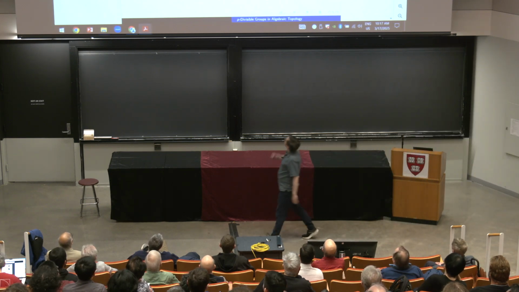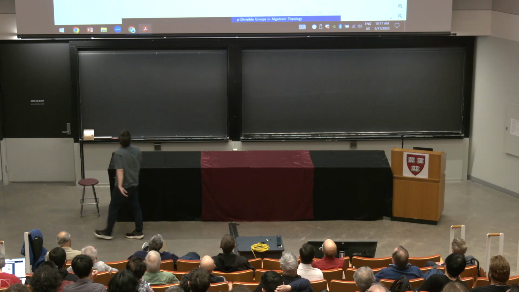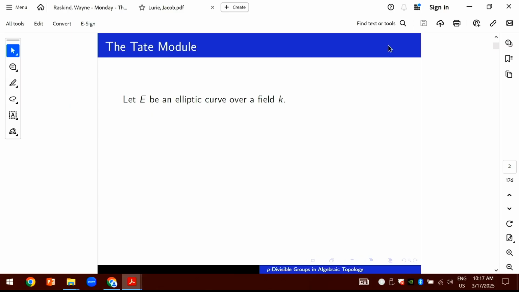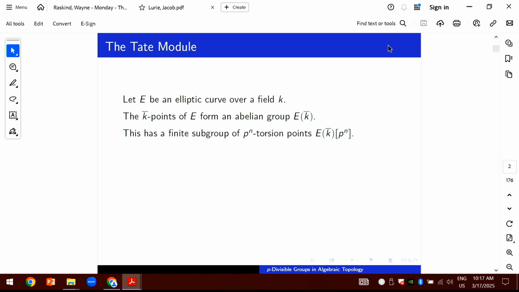All right, so let me start from the beginning. Let's say you have an elliptic curve over a field K. And then you can look at the points of your elliptic curve over an algebraic closure of K. And those form an abelian group. And you can study the p torsion, or the p power torsion, where p is your favorite prime number. And if you look at the p to the k torsion points as k varies, they form an inverse system under multiplication by p. And you can take the inverse limit. And that inverse limit is called the Tate module of the elliptic curve.